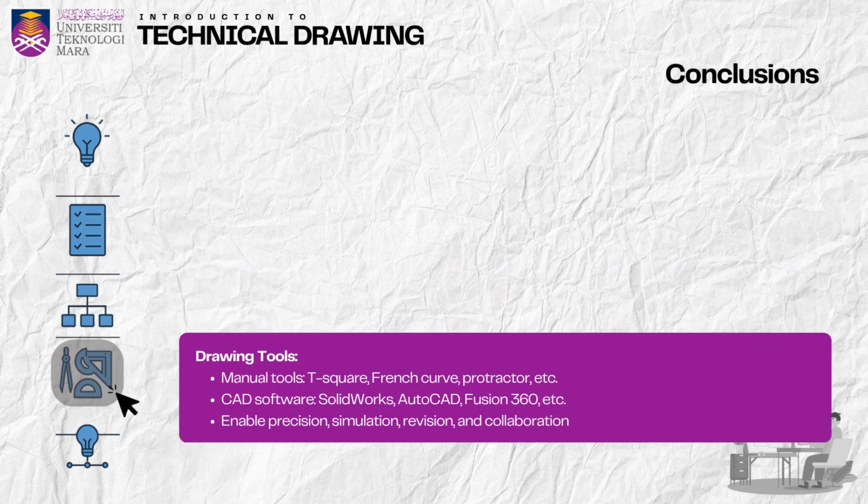And finally, we covered the tools used in technical drawing, from traditional manual tools like T-squares and French curves, to modern CAD software like SolidWorks, AutoCAD, and Fusion 360. These tools not only make your drawings more precise but also allow you to simulate, revise, and share your designs more effectively in today's fast-paced industry.